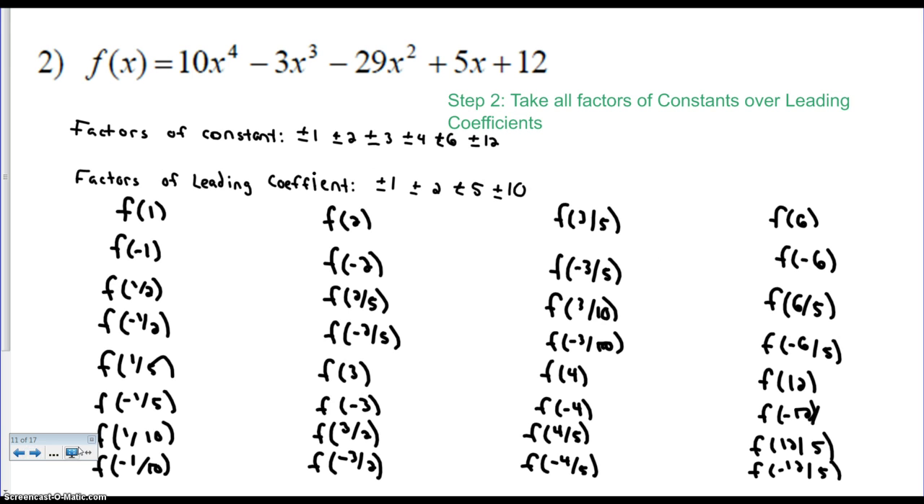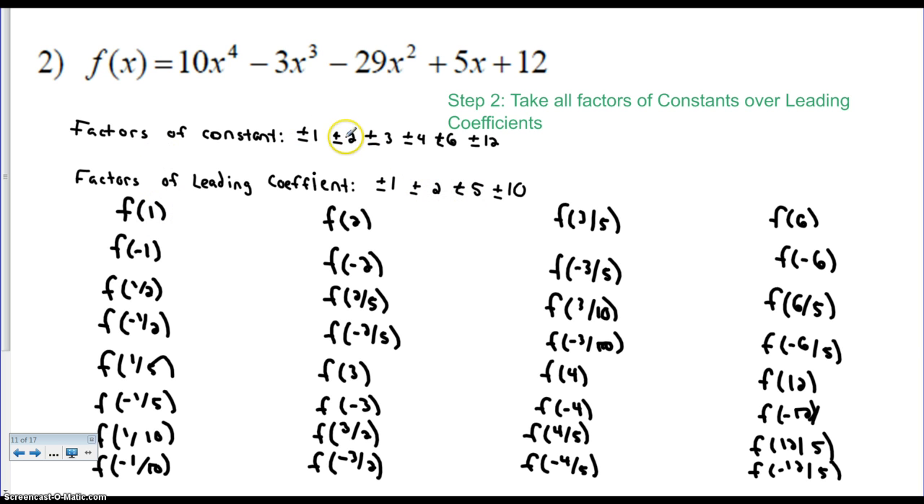The second step is to take all the factors of the constant over the leading coefficient. So I'm taking 1 over 1, 1 over 2, 1 over 5, 1 over 10. Then I'm going to do the same thing with 2. 2 over 1. I don't do 2 over 2 because I already know that's going to be 1.